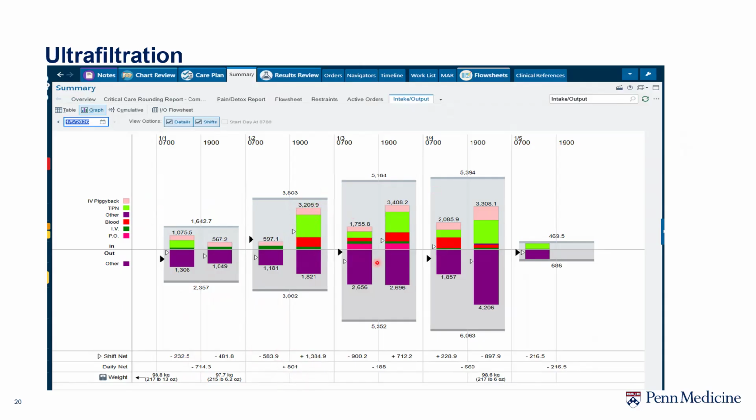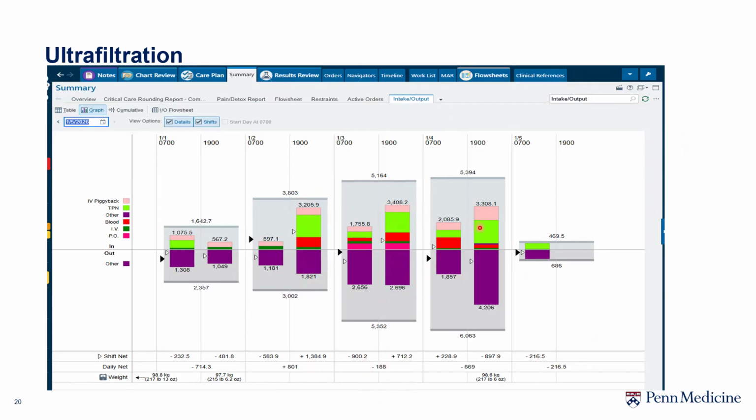Over the course of the time, you see the UF was adjusted. They had the UF set to remove 1.8 liters this shift. This shift, it's 2.6. So they went up on the UF to remove more fluid to accommodate that added fluid from the TPN, and the patient ended up being negative.